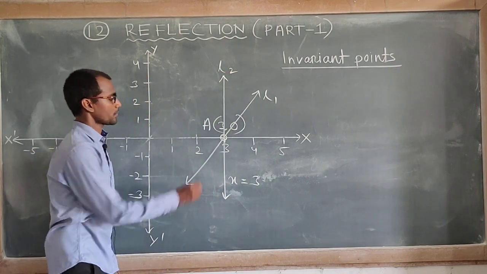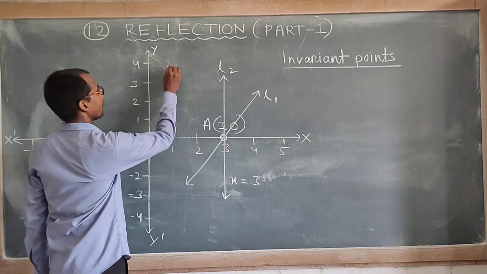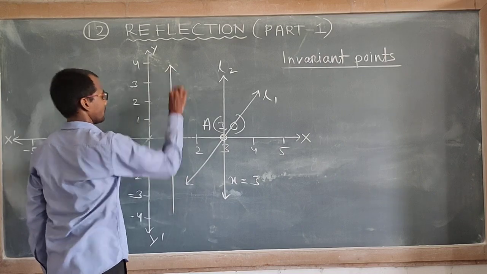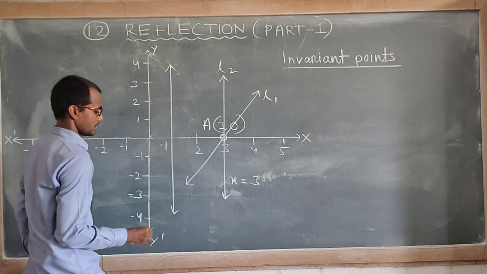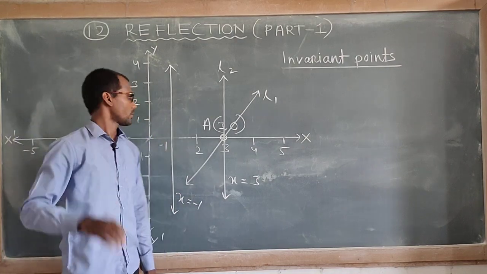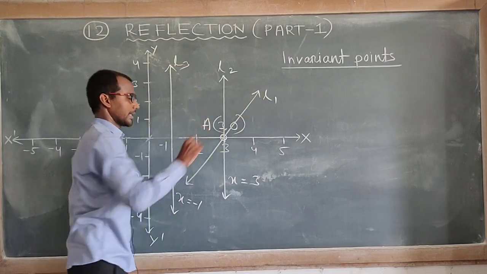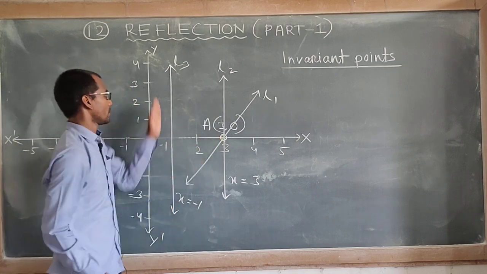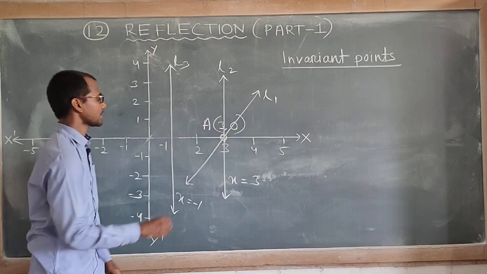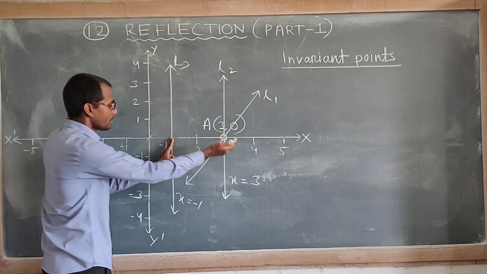Ready? Now suppose I reflect this point in this line. This is minus 1, its equation is x equals minus 1. Don't look at the x-axis, don't look at the y-axis, don't look at these lines L1 and L2. Simply look at this line L3 and this point (3, 0). Look at this line, look at this point and nothing else. If this point is reflected in this line, its image will be formed behind the mirror.